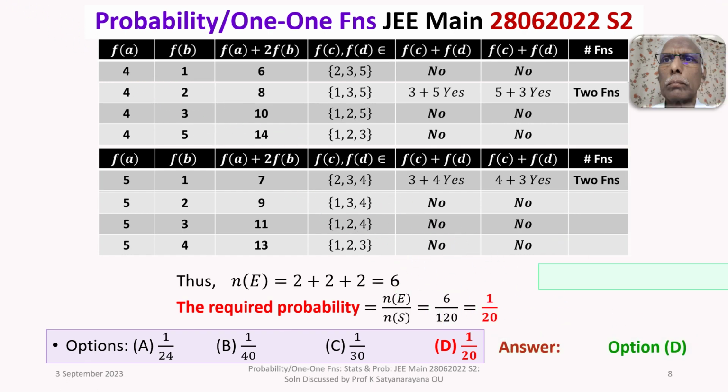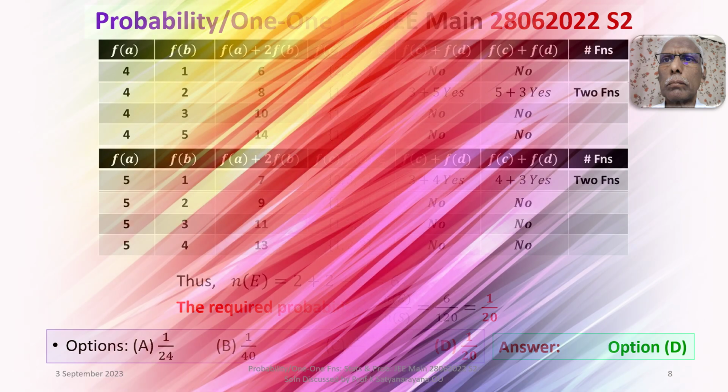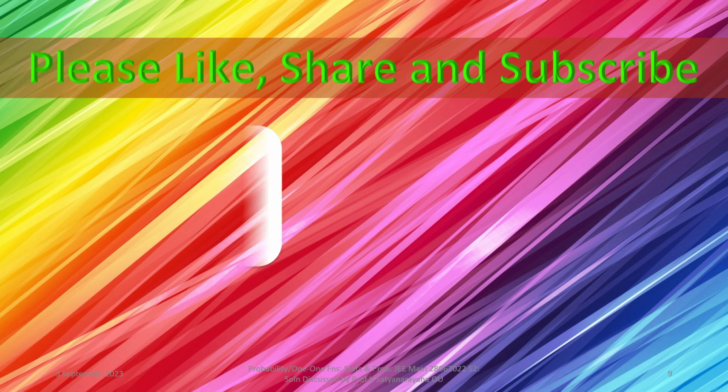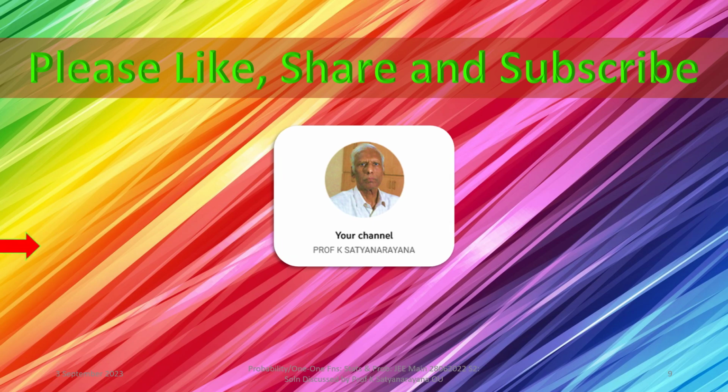And that is the detailed discussion of the solution of the problem, which is on the concept of probability in the context of one-to-one functions. I am sure that you have understood the solution of this problem, and I wish you all the best. Thank you.